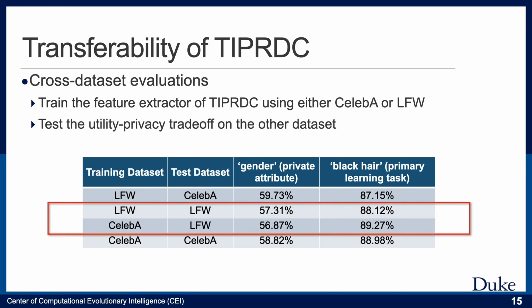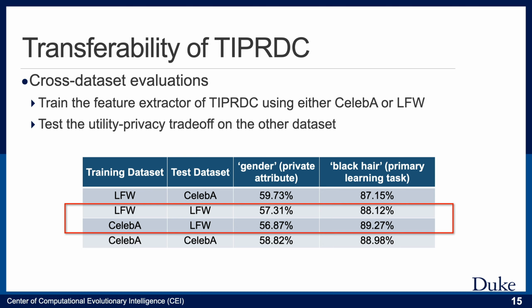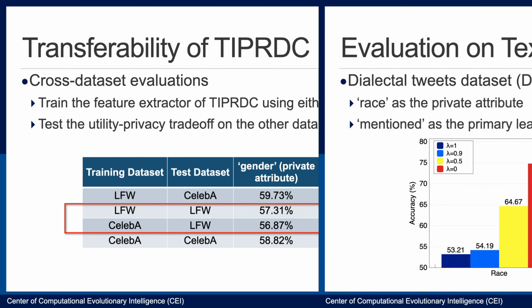For example, if we train the feature extractor using CelebA and then test it on LFW, the accuracy of gender decreases by 1% compared with directly training the feature extractor using LFW. The accuracy of black hair marginally increases by 1%. The reason is that CelebA offers a larger number of training data so that the feature extractor can be trained for a better performance.